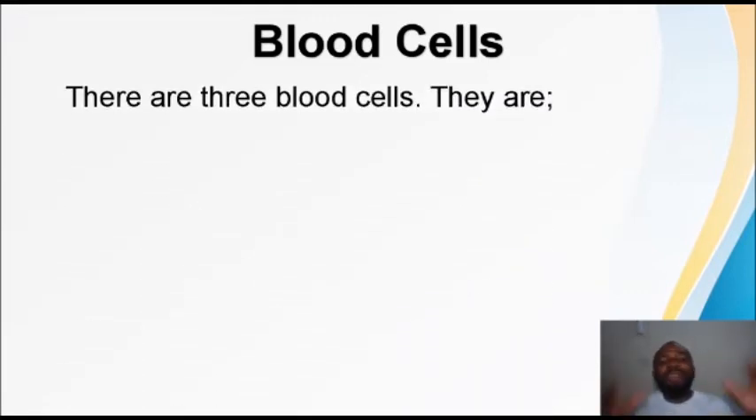Now let's go to the second component, which is the blood cells. There are three main blood cells that we have. How many blood cells do we have? Three. The three main blood cells in our body.